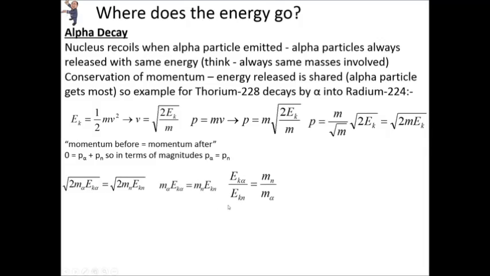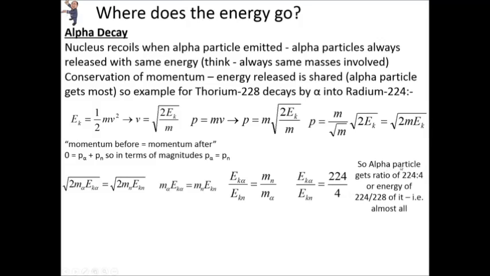Just jiggle it around a bit, so we've got the ratio of the energies and the ratio of the masses. If we put some numbers in now for the mass of the nucleus divided by the mass of the alpha, in our case it's 224 over 4. Radium has 224 nucleons, and the alpha particle just has 4. So you can see here that the alpha particle gets a ratio of 224 to 4 of the energy, i.e. 224 over 228 in terms of a fraction, i.e. pretty much all of it.